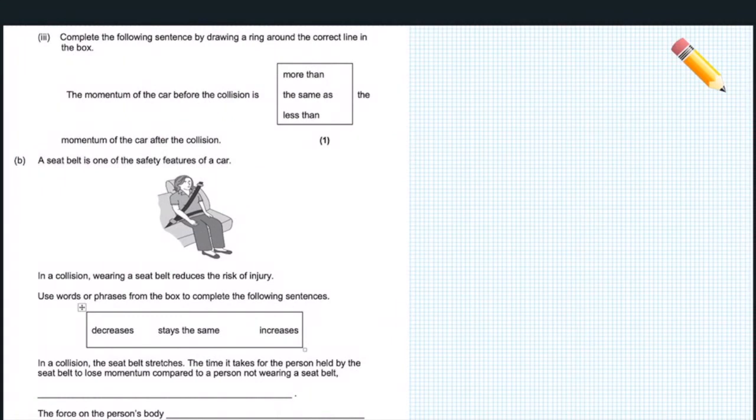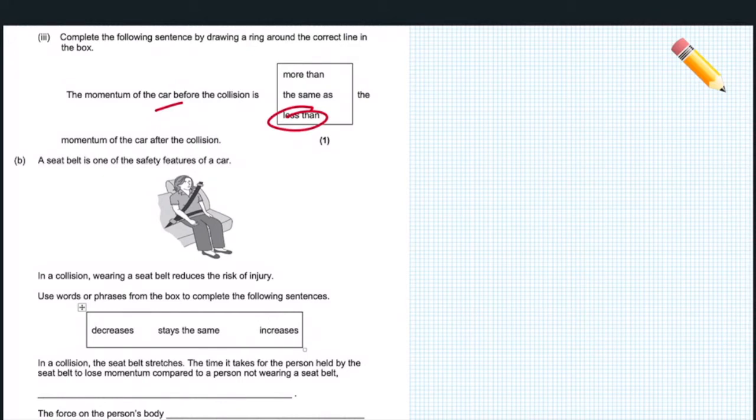Complete the following sentence by drawing a ring around the correct line in the box. The momentum of the car before the collision is blank the momentum of the car after the collision. We're just talking about the car here, not both. So the momentum of the car before the collision, well, it's not moving before the collision, so it's going to be 0. And after the collision, they move off together, so it's going to be less than.